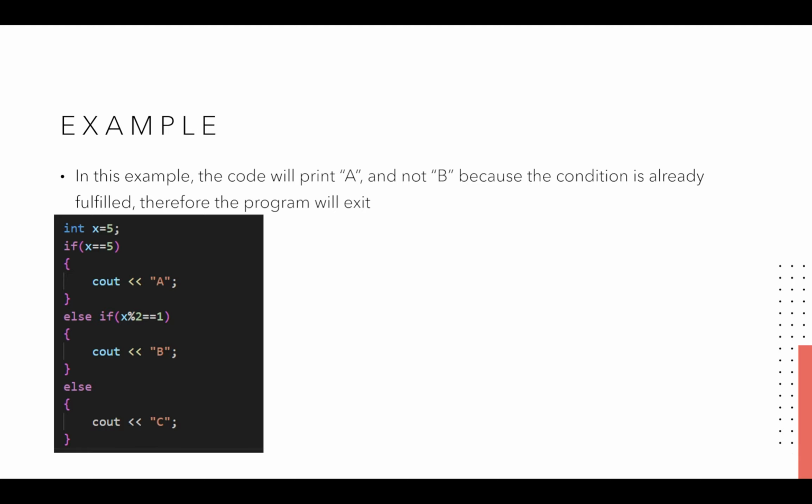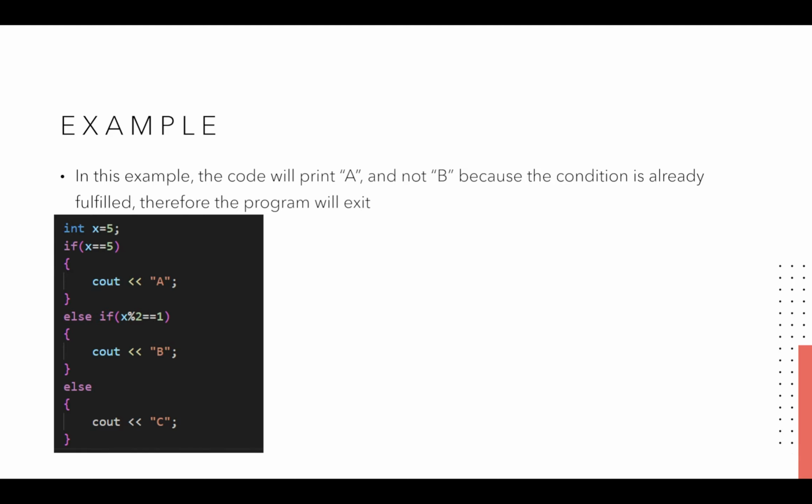So in here we have an integer x equals 5, and there's a block of code that will check the value of x. If x is equal to 5, it will print a. Else if x divided by 2 has a remainder of 1, it will print b, else it will print c. As you can see here, the first thing the code will check is whether x is equal to 5 or not. So x is equal to 5 here, and therefore it will print a.